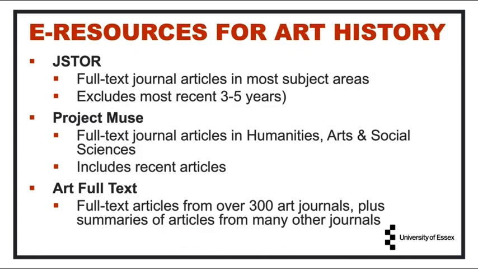There are quite a few different e-resources available to you, but these are probably the three most important ones for finding journal articles in art history. So that's JSTOR, Project Muse, and Art Full Text. All of them include full text articles. JSTOR is entirely full text, and it's good for older material, but it doesn't cover very recently published articles. Art Full Text is useful because, as its name suggests, it focuses specifically on art and art history topics.